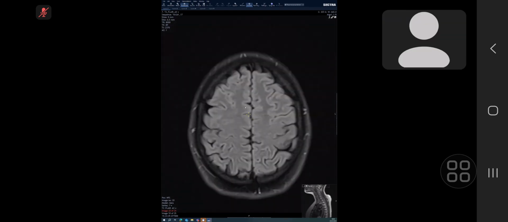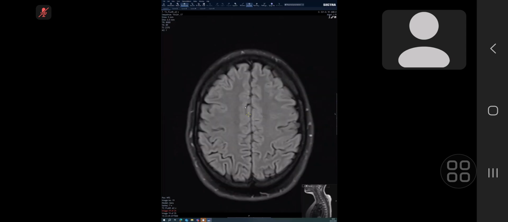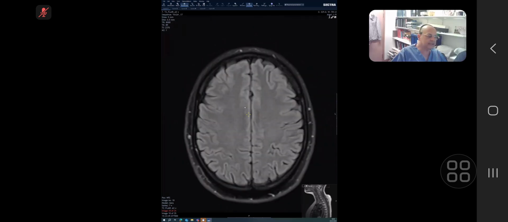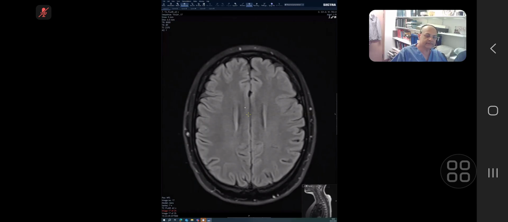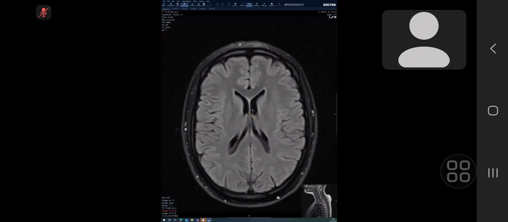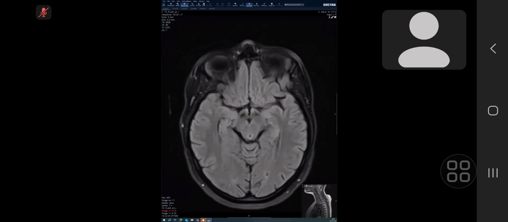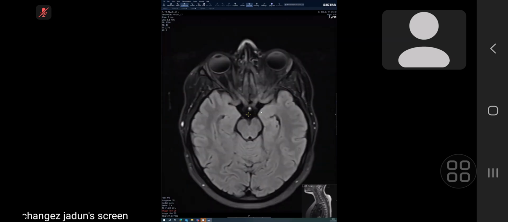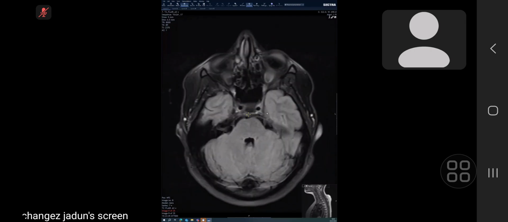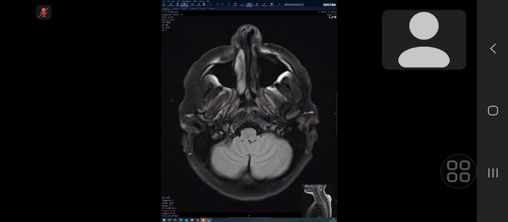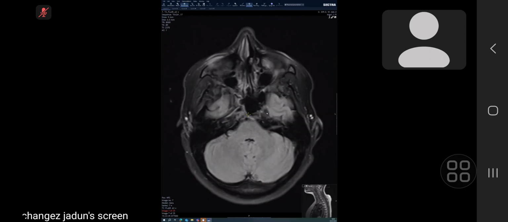Okay. Okay, sir. You have to pick up some speed so that I can show you more cases. Okay, sir. So I've been provided with axial sections, flare images of this patient who is having mobility issues progressively increasing from feet to the trunk region.